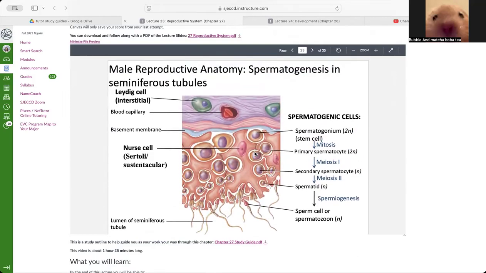Okay, so spermatogenesis occurs in the seminiferous tubules, and sperm is created from cells considered to be spermatogenic cells. Cells that become sperm are spermatogonia, and after meiosis they will become spermatozoa, and they are haploid, so they have half the number of chromosomes. In order to make a zygote, you need half from dad and half from mom for 46.